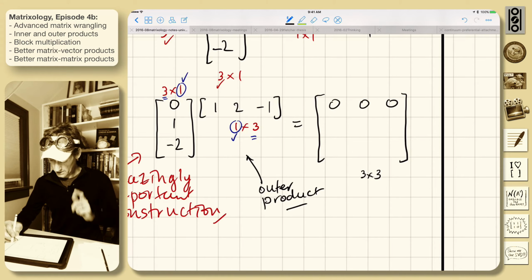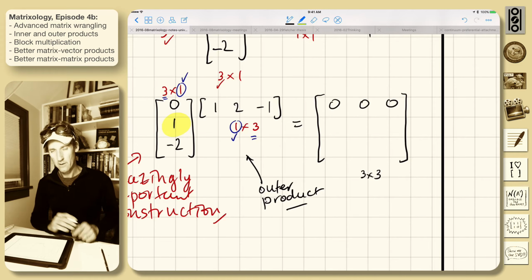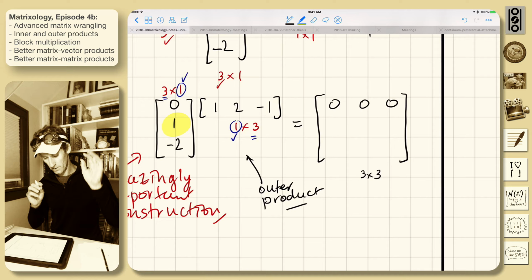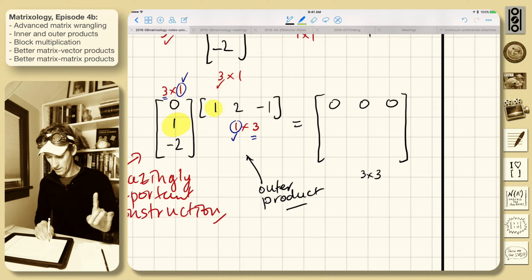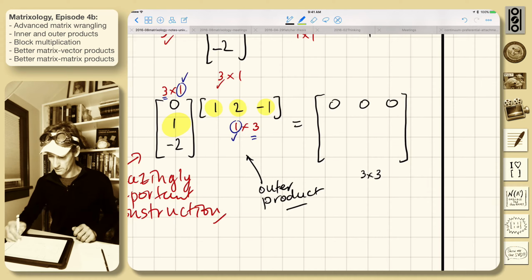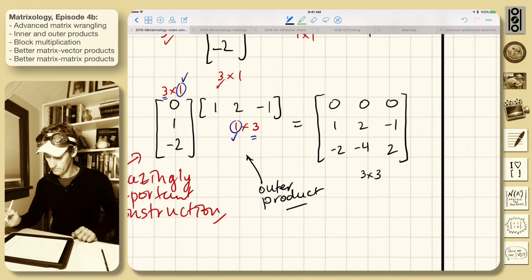Interesting things are coming, always. Now the next one is the second row times all of these. So 1, 2, minus 1, because it's just 1 times those. And then the last one is minus 2 times all of those entries. So that's minus 2, minus 4, and 2.